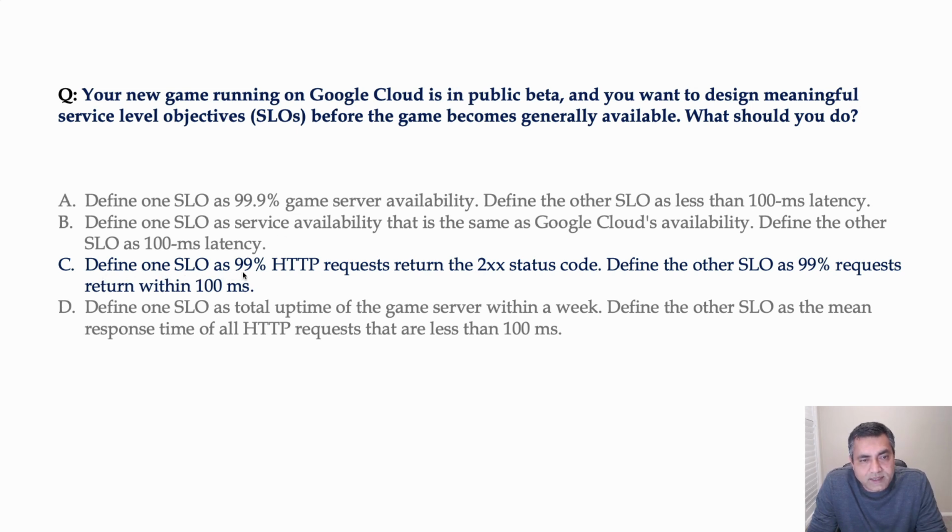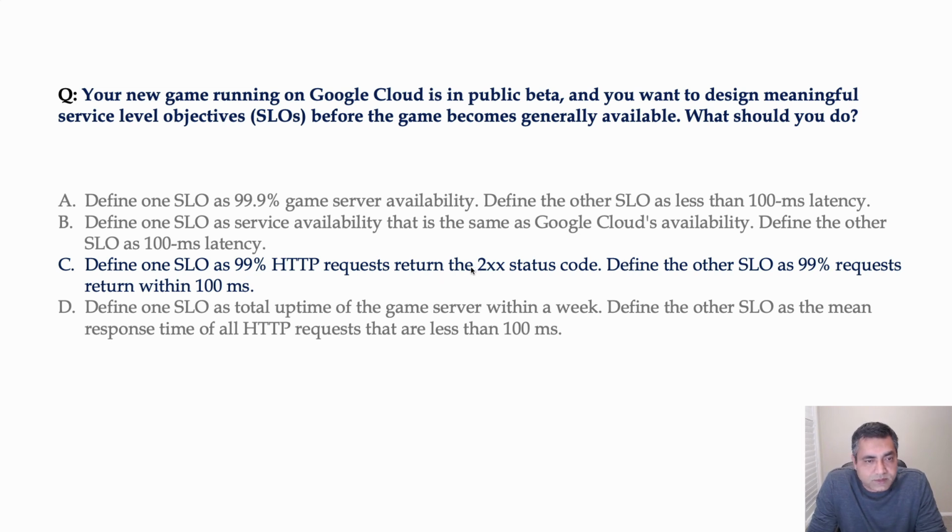C, define one SLO as 99% of HTTP requests return a 2xx status code. Now that's a valid SLO because that's something which can be measured. Define the other SLO as 99% of requests return within 100 milliseconds. So it is correct because it clearly defines the service level indicators and how to measure them. The most important thing is that you should be able to measure it. 99% of HTTP requests return a 200 series status code, and the other SLO as 99% of requests within 100 milliseconds. Both of them are measurable.